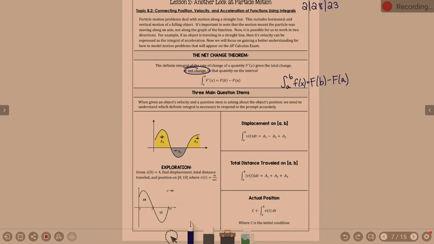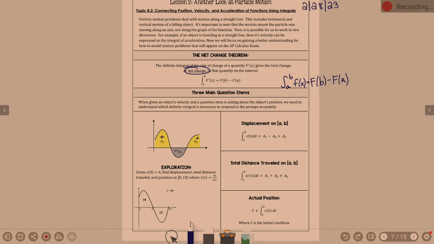With total distance, that's more where we want it to be all positive, because you're adding all your distances up, and so then it's the integral of the absolute value, and you're adding A1 plus A2 plus A3. Total distance, you need to be aware of what your graph is doing, because if part of your graph is below the x-axis in the interval you're talking about, you need to be aware of that, and you need to break it into the pieces, and we'll go through that. And then actual position. So actual position, you have to take into account the initial condition. Where is your starting position? It's not necessarily, you know, at 0. So where's your starting position plus the displacement?